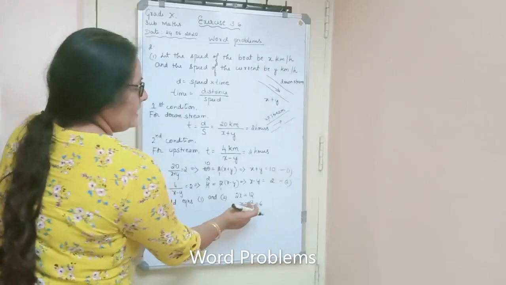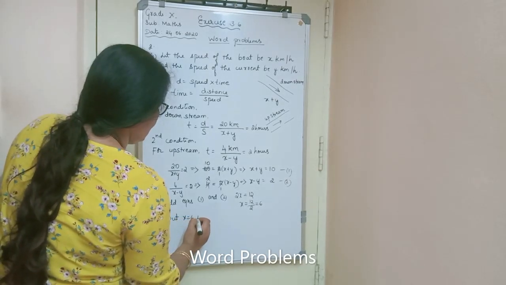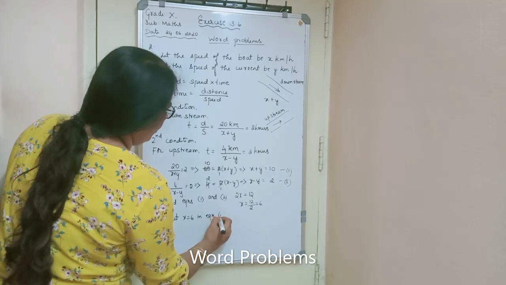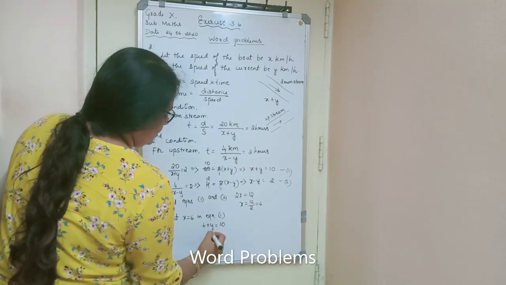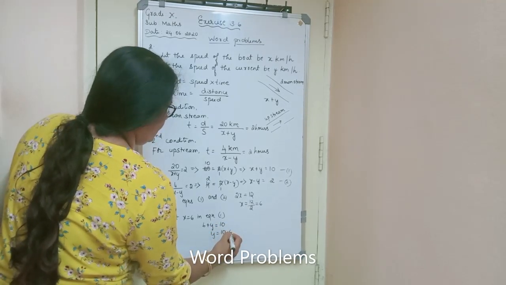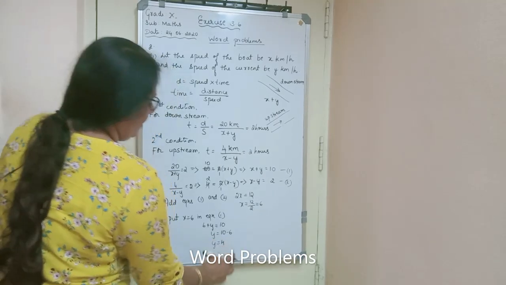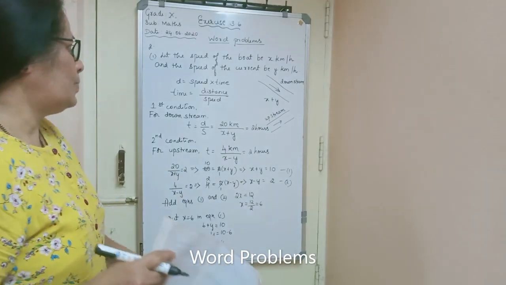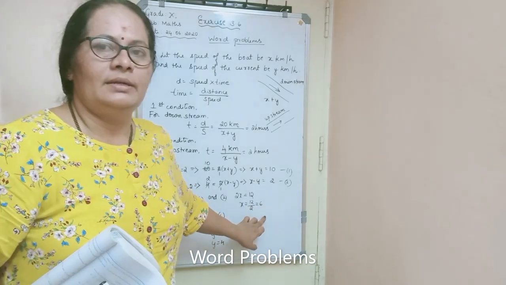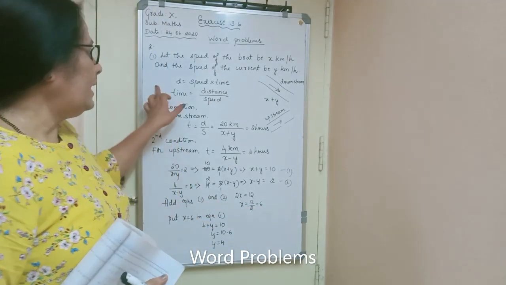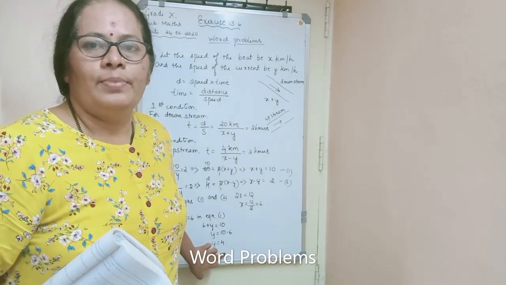Then put this x value in any one of the equations. Put x equals 6 in equation 1 or 2, any one of the equations. So 6 plus y equals 10, so y equals 10 minus 6, which is 4. Y is 4. It means that the speed of the boat, taken as x, is 6 km per hour, and the speed of the current, taken as y, is 4 km per hour.